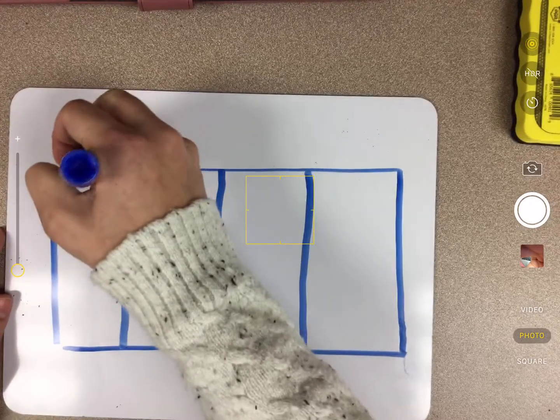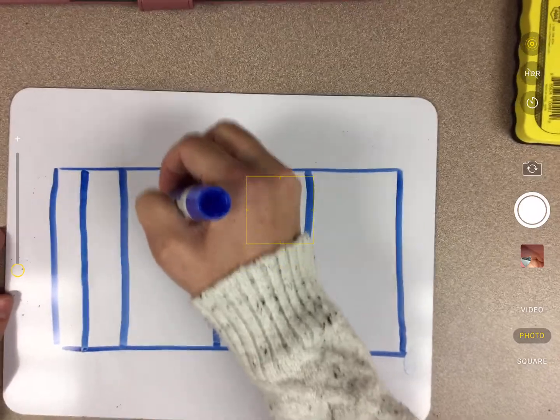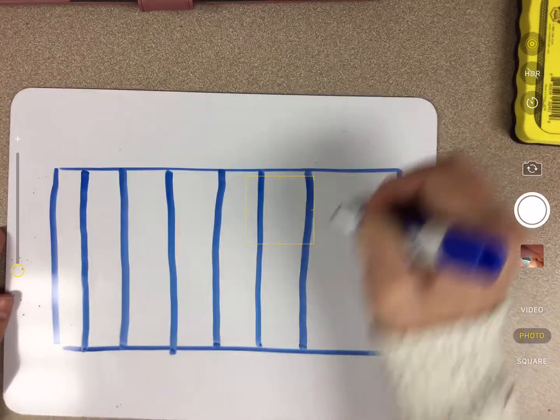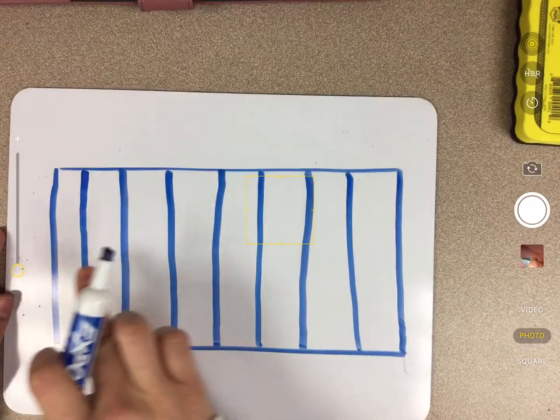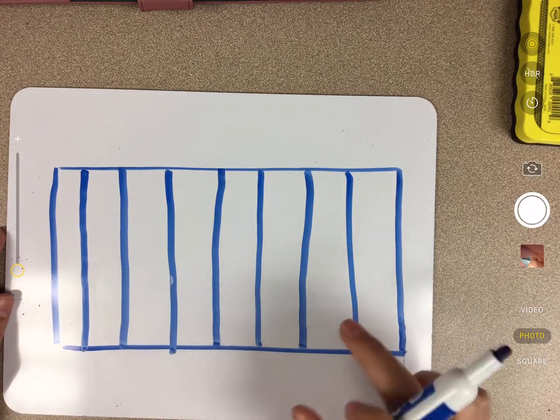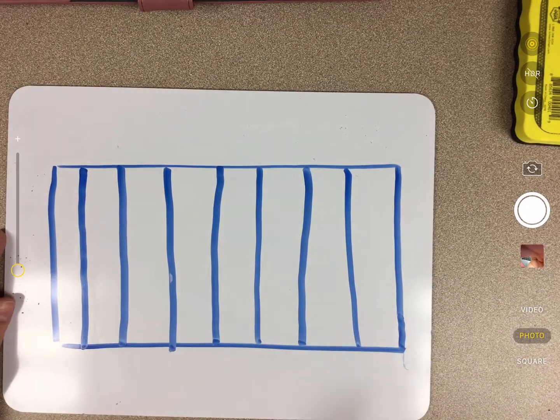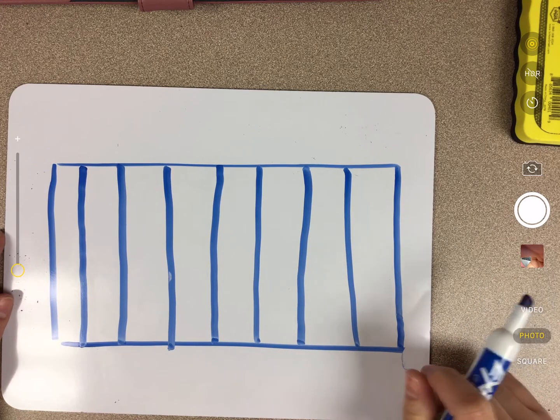I can divide each rectangle in half again. So now I have 1/8, 1/8, 1/8, 1/8, 1/8, 1/8, 1/8, and 1/8. And all together that makes 8/8.